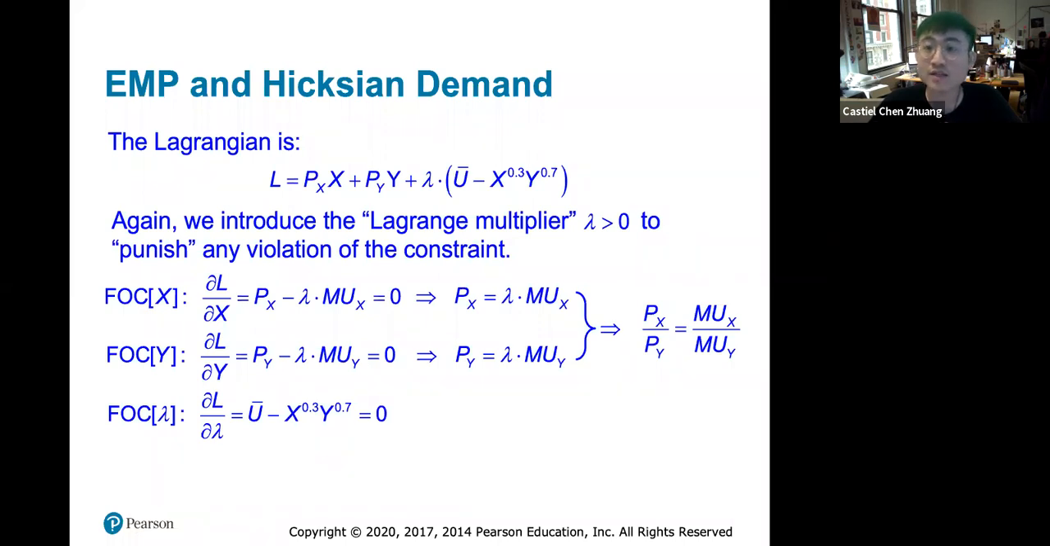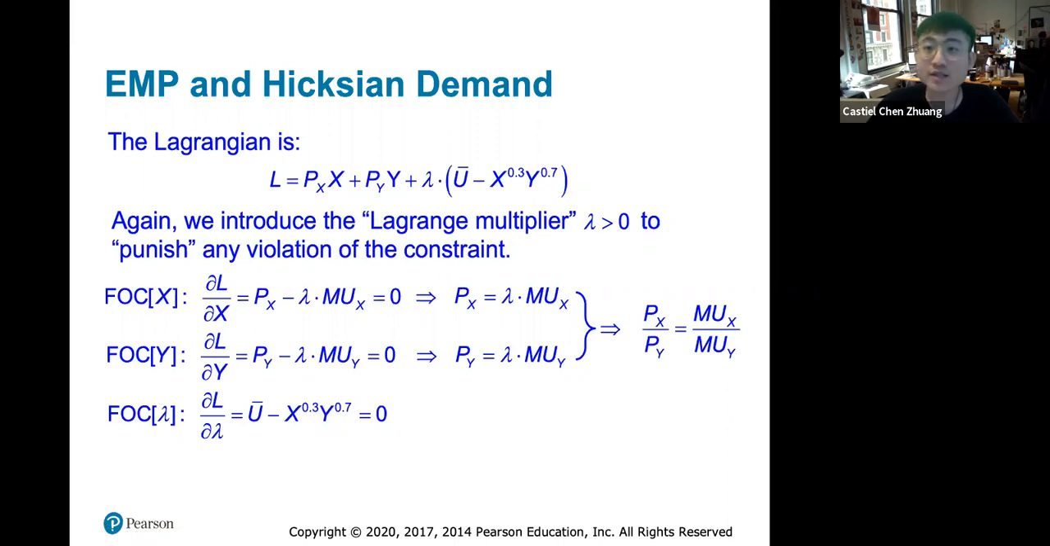The reason is, graphically, at the optimal consumption bundle, the indifference curve and the budget line, or expenditure line, are tangent to each other. So we will always get this equation. But then the third equation is actually the binding constraint, which is saying that you want to achieve a utility level that's exactly the lower bound, the minimum goal.